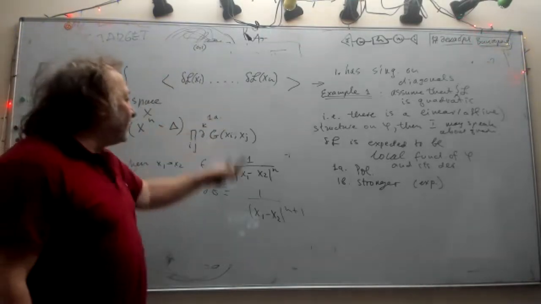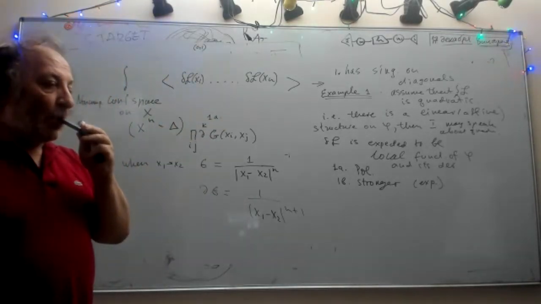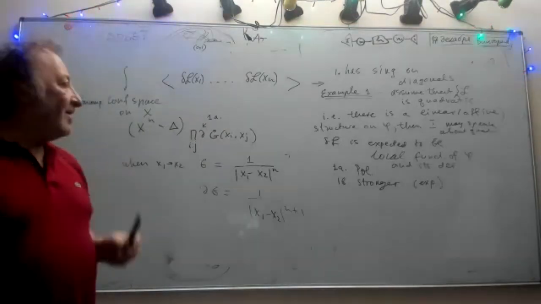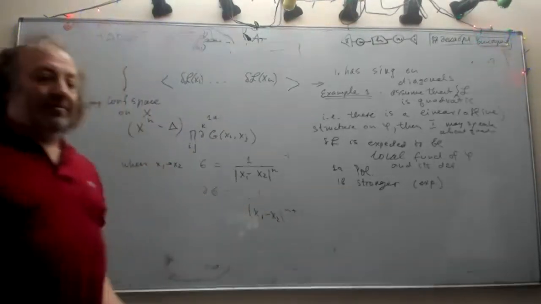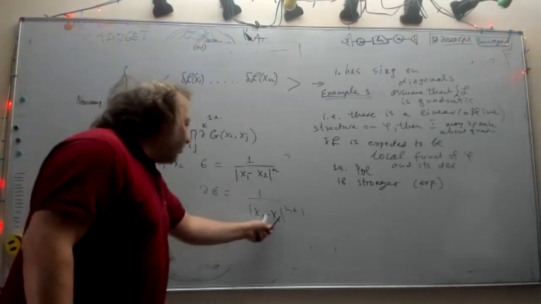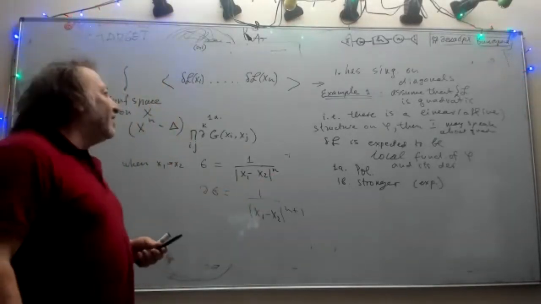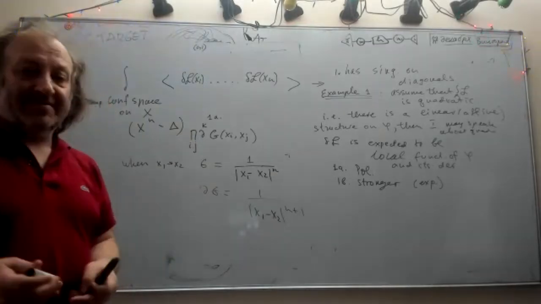So these are actually Feynman diagrams, because of these poles. Moreover, it is clear that the degree of this pole is related to the dimension of space X. Okay?